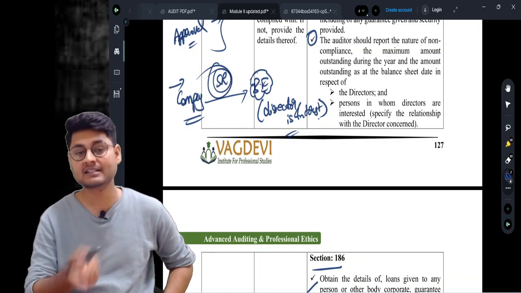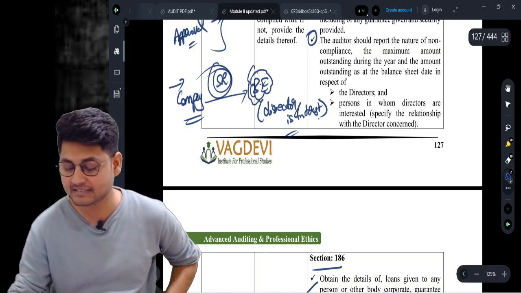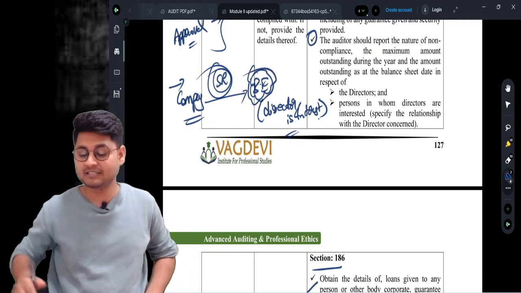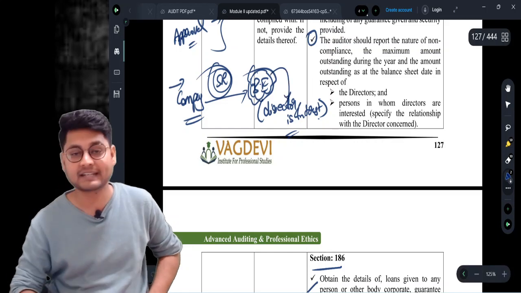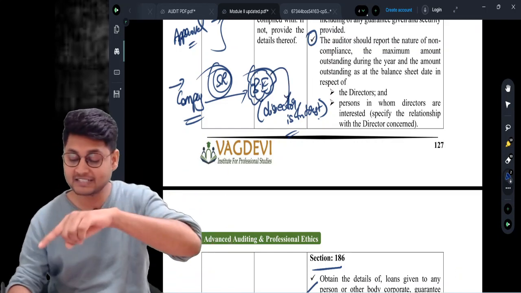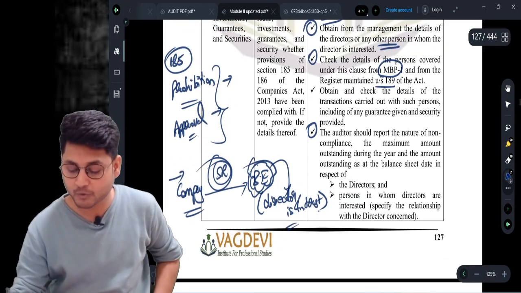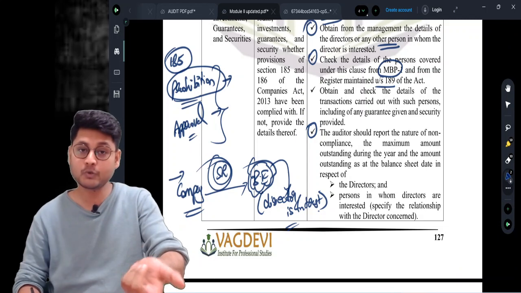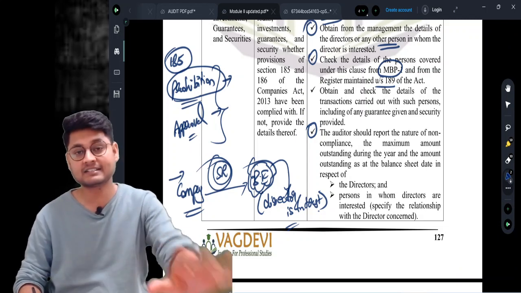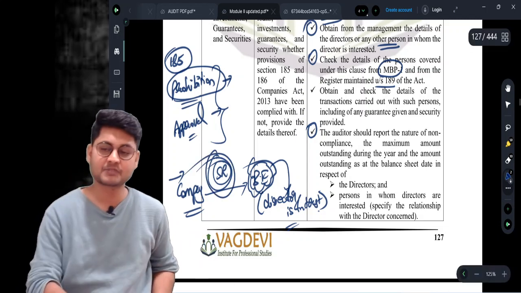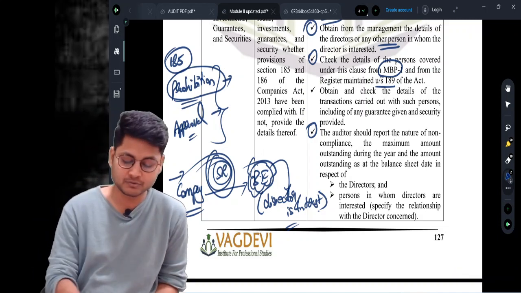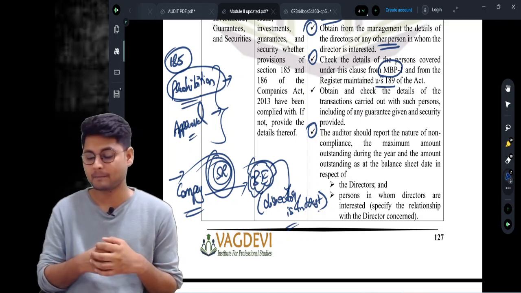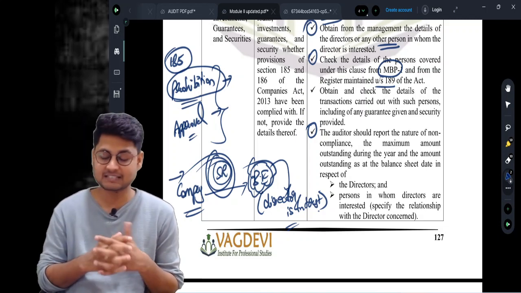Along with the special resolution, another condition is that this business enterprise must use the money for its principal business activity only, because it shall not directly route the money to the director. Because it is prohibited. Providing loans to the director is prohibited. But providing a loan to a business enterprise where the director is interested is possible, only after passing a special resolution. These are the things you need to keep in mind when you read this clause number 4, part 1, section number 185.